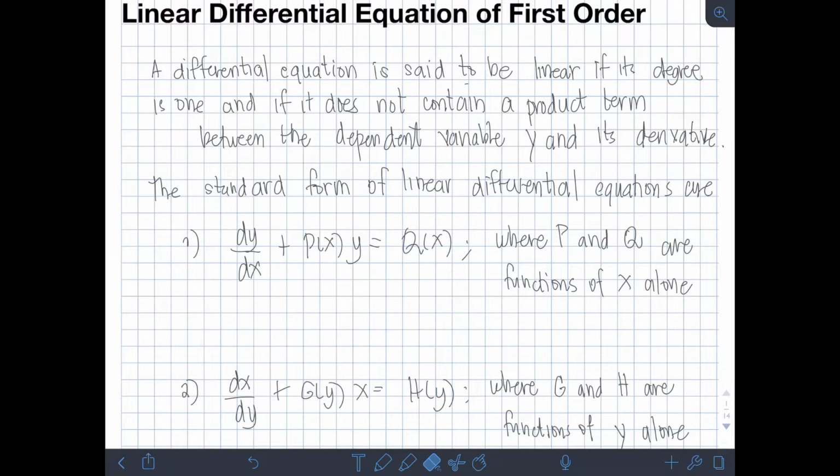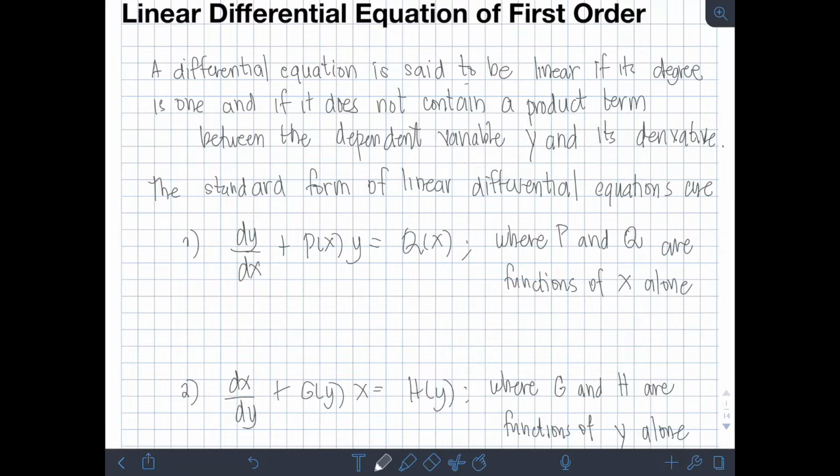So, a differential equation is said to be linear if its degree is 1 and if it does not contain a product term between the dependent variable y and its derivative. So, ito yung standard form ng linear differential equation natin: dy over dx plus p of x times y is equal to q of x, where p and q are functions of x alone. So, dito sa first form natin, yung y natin, yung dependent variable, tapos yung x, yung independent variable.